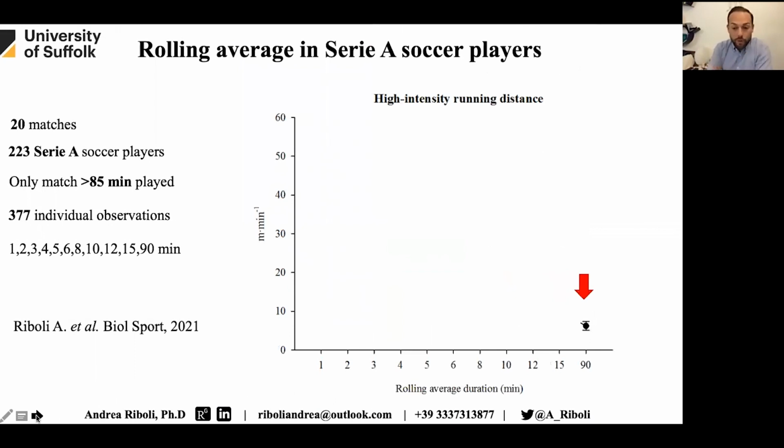In the previous research, we highlighted how to replicate the 90-minute average match demands. But as proposed in other sports, we recently investigated the rolling average analysis in Serie A soccer players. On the x-axis, you can see different time windows, from 90 minutes to 15 minutes, 5 minutes, or 1 minute during match demands. And we found that, for sure, the intensity during a 5-minute period was higher than the average match demands.